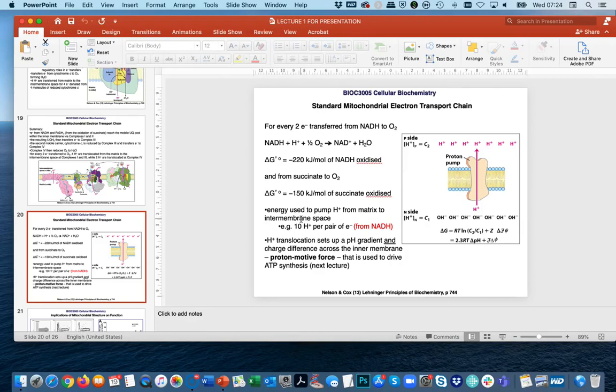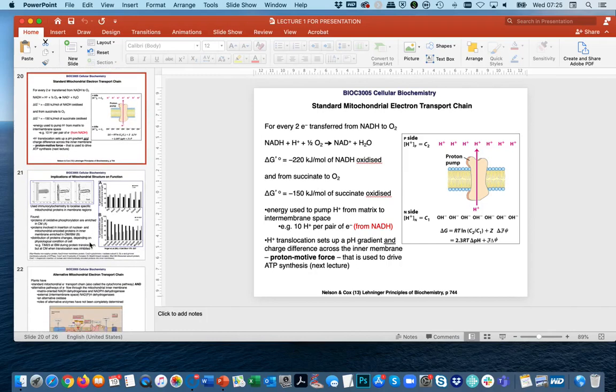And those protons that are translocated set up a pH gradient and a charge difference across the inner mitochondrial membrane. It's important to remember that it's both a pH gradient, a concentration gradient, and a charge difference, and that is the proton motive force. That's what's used to drive ATP synthesis, and we'll talk about that in the next lecture.